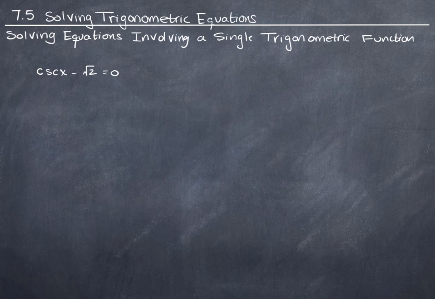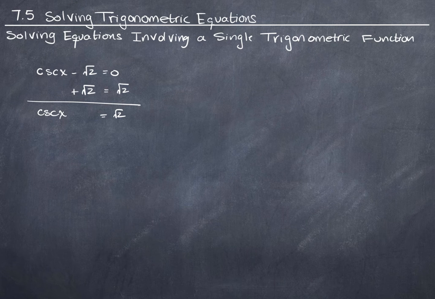So I'm going to solve for cosecant first by adding the square root of 2 to both sides. That gives me the cosecant of x equals the square root of 2. Now I could look that up in a table, but it may not always be quite that straightforward, so it's worth taking a deeper look at the analysis here.